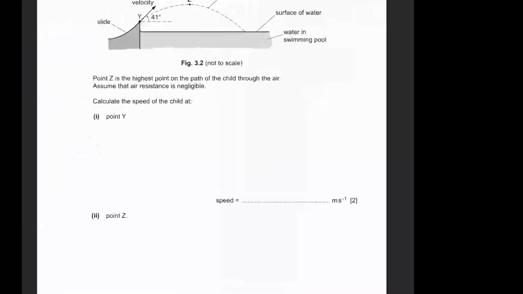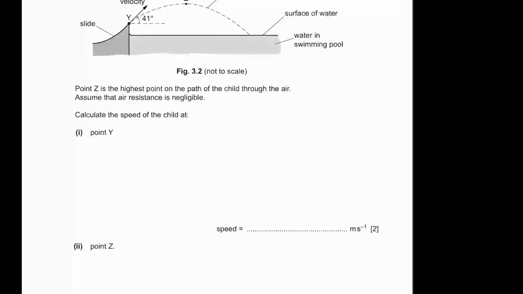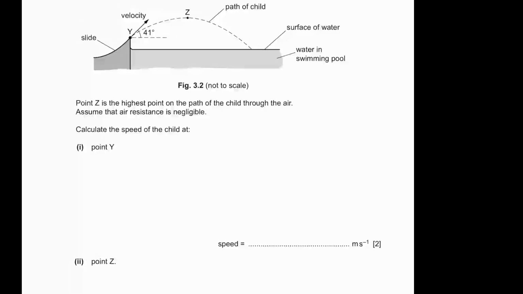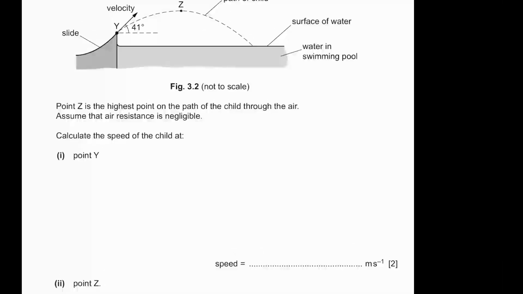The child leaves the slide at point Y with a velocity that is at an angle of 41 degrees to the horizontal. The path of the child through the air is shown in figure 3.2. The point Z is the highest point on the path of the child through the air. Assume that once again there is no air resistance. Calculate the speed of the child at point Y.